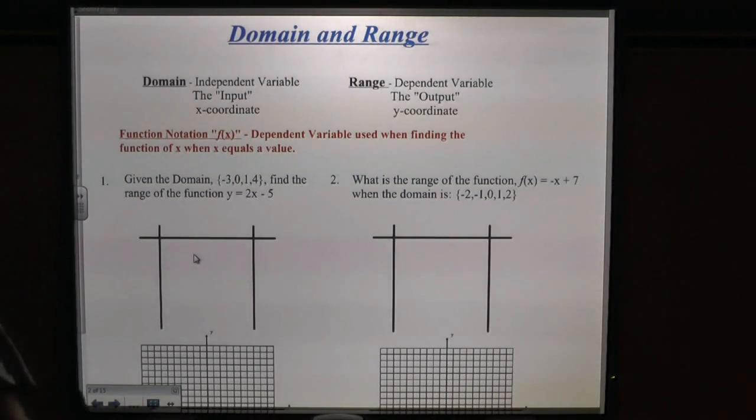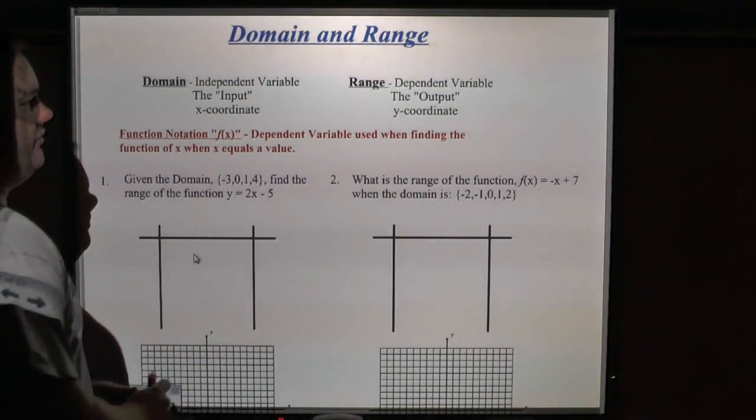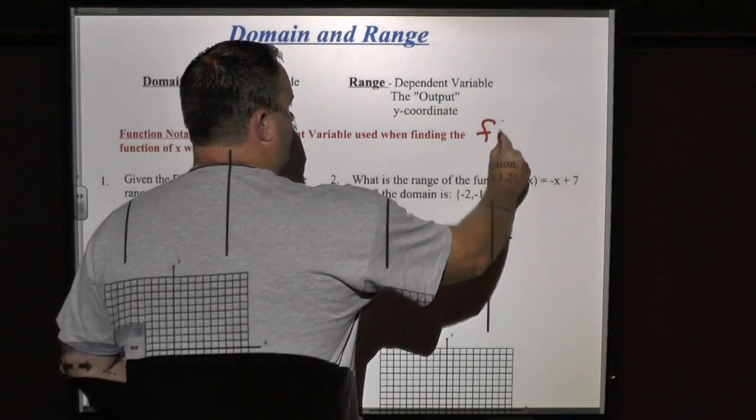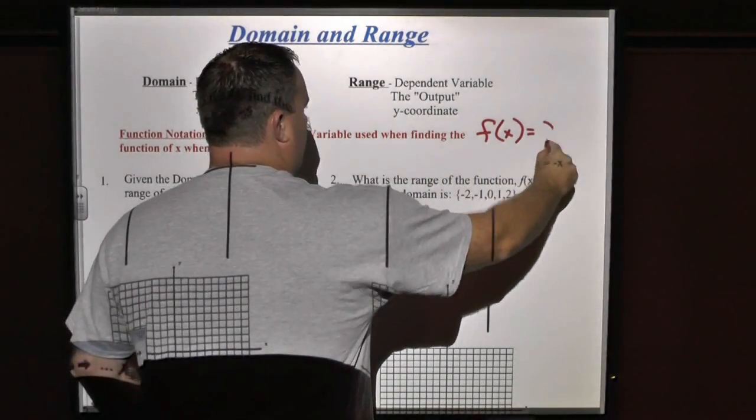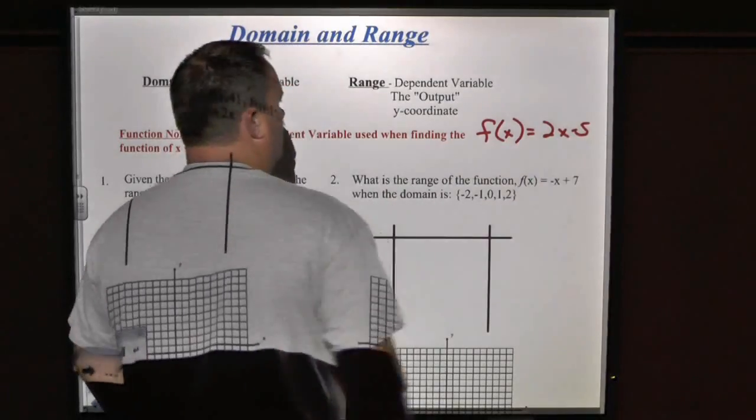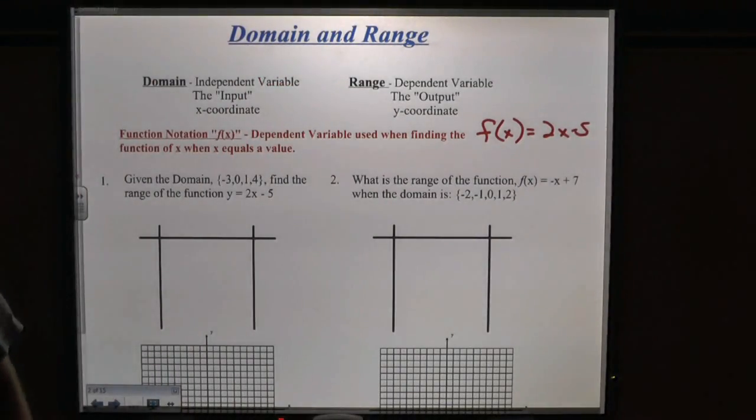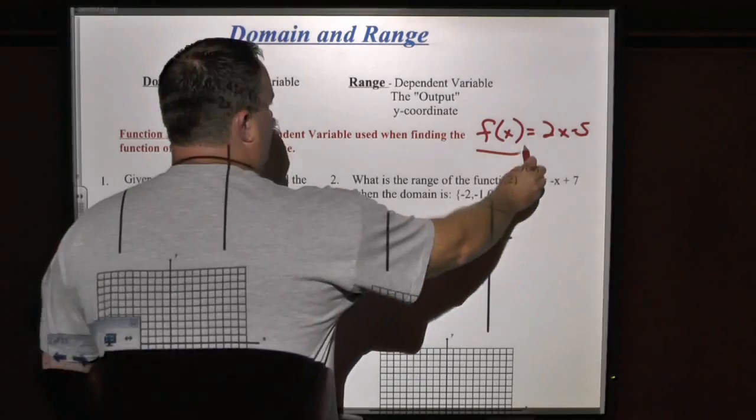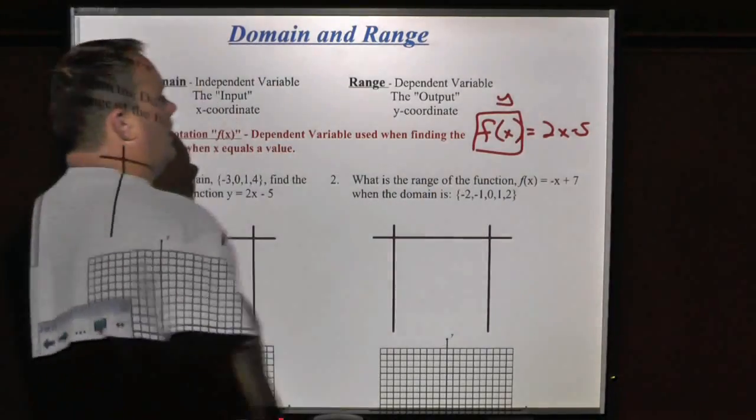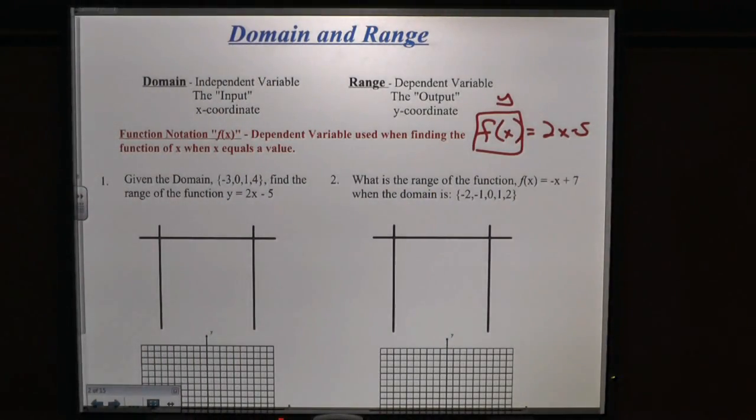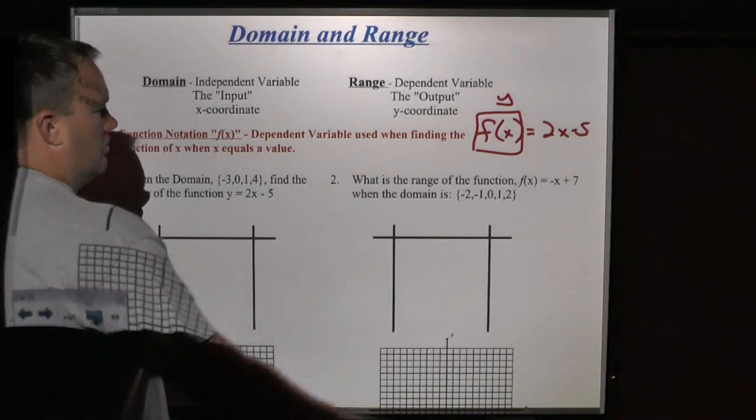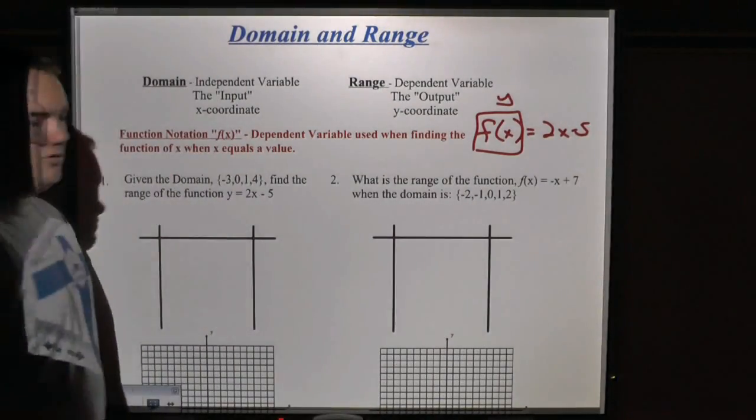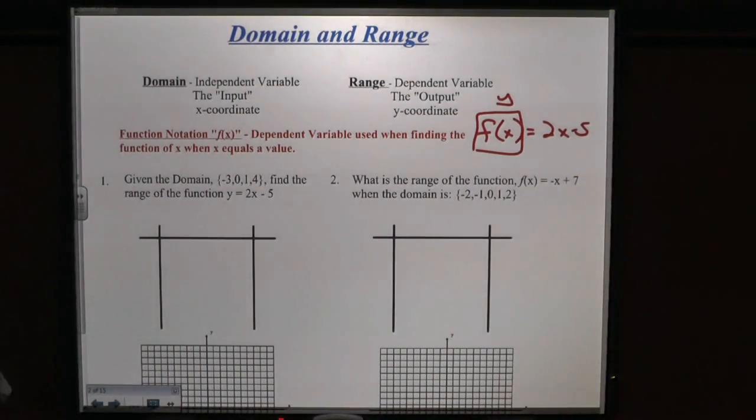Here's the thing. When we look at f of x, whatever the function is, let's just say 2x minus 5, all f of x stands for is your dependent variable. It's just y, just another way of writing it. We'll show you why we write that later on. But if you see f of x, it's the exact same thing as writing y. It's your y-coordinate. That's what f of x stands for.